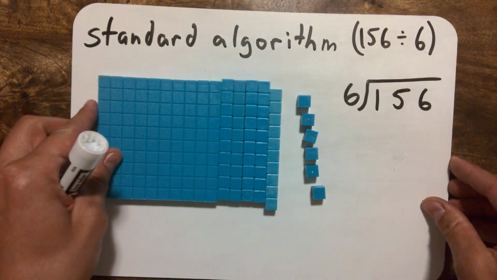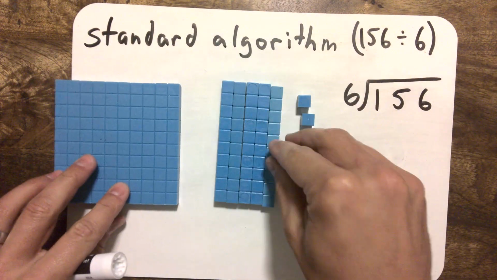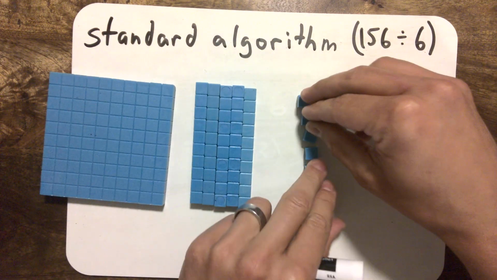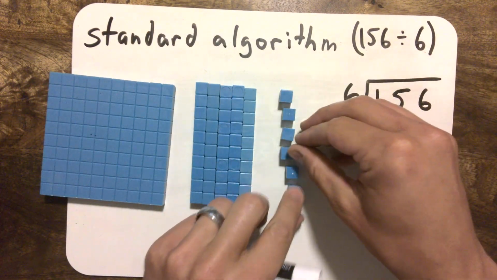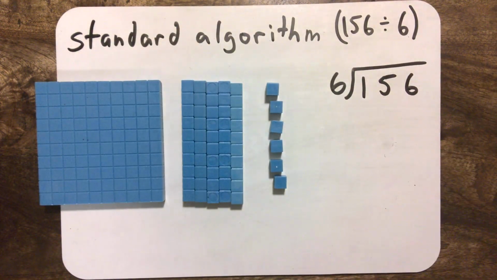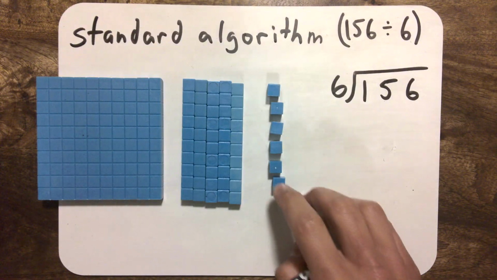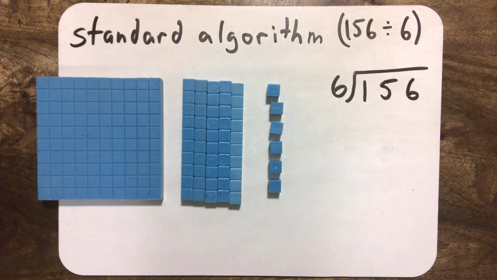Next one we're going to look at is the standard algorithm. Again, I'm going to show the concrete and the abstract side by side just to help make sense of that abstract model. We're not going to show the representational model for this one, but it'll just be drawings of the base 10 blocks that would align with the moves that we're going to do.